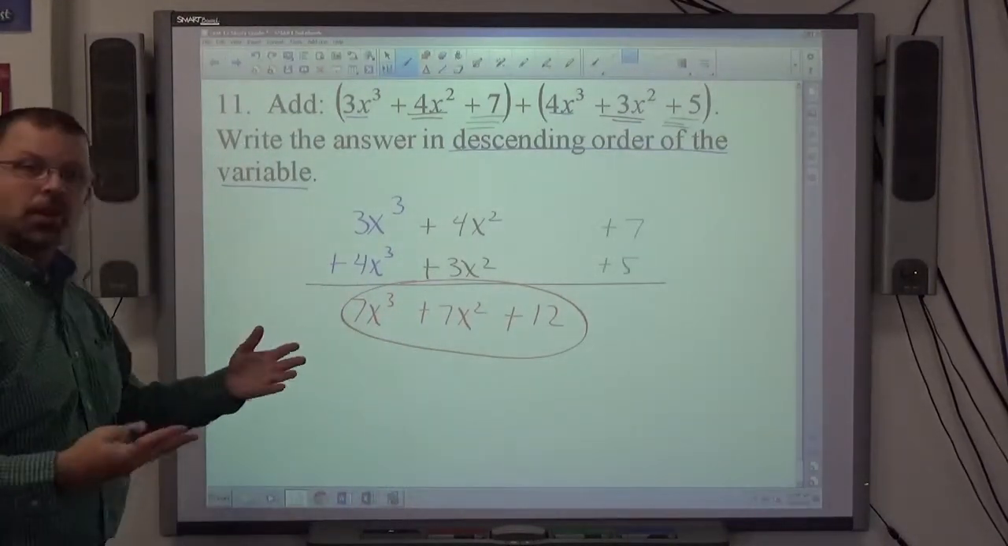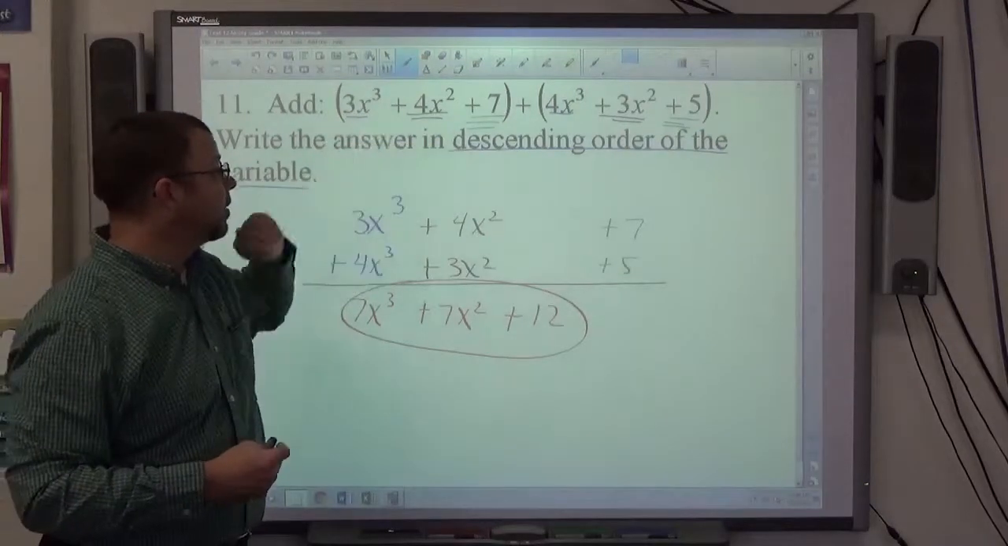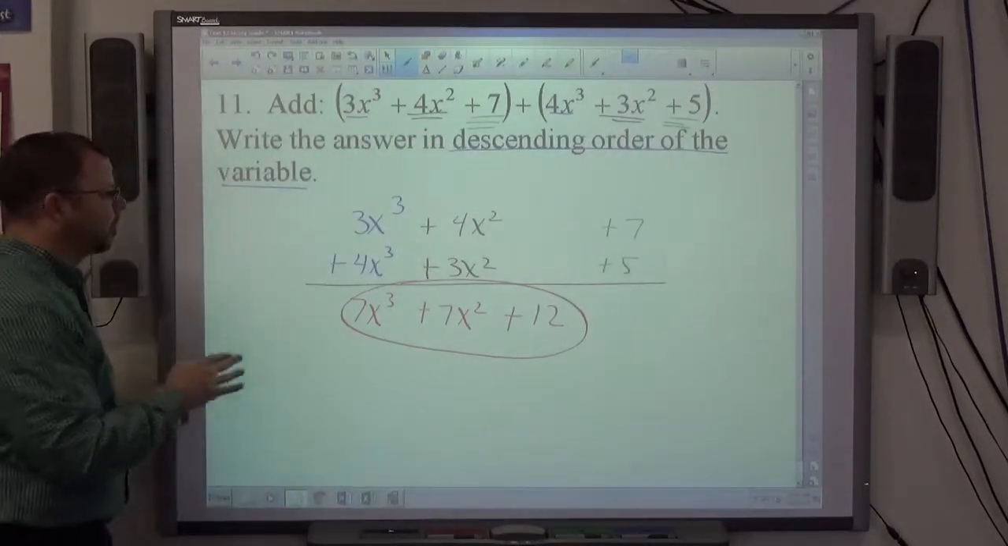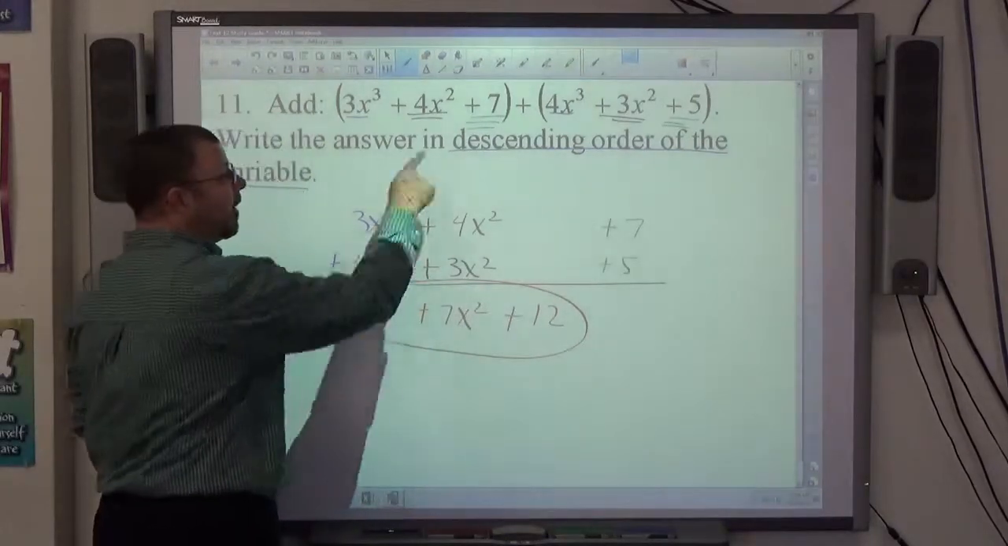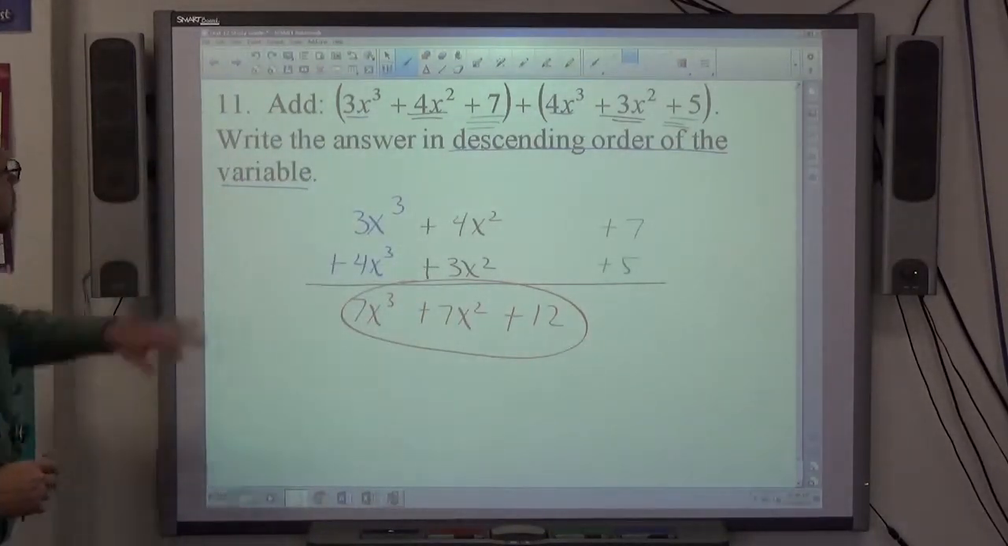If you give me those 3 terms in some different order, and it is asked in descending order, you'll lose half credit. So be sure the powers are descending: third power, second power, constant. That's what descending order of the variable means.